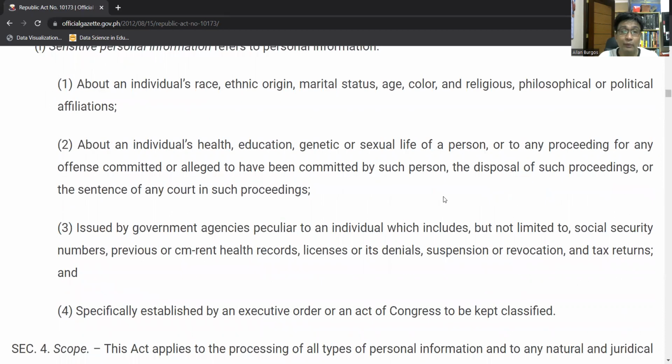Okay, number one, about an individual's race, ethnic origin, marital status, age, color, and religious, philosophical, or political affiliations. Why do you think, guys, this can be sensitive information? Because if you disclose this, maybe there is a chance for you to be discriminated against, no? So for example, political affiliations, right? Why were the BBM and Sara supporters last election hesitant to reveal their choice, no?